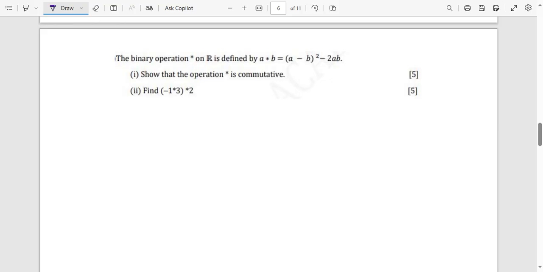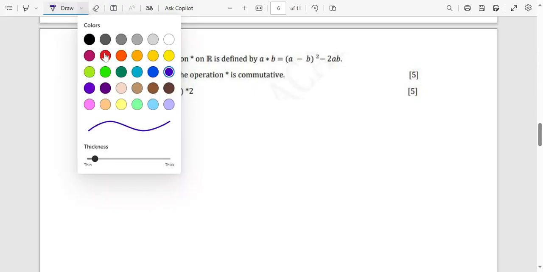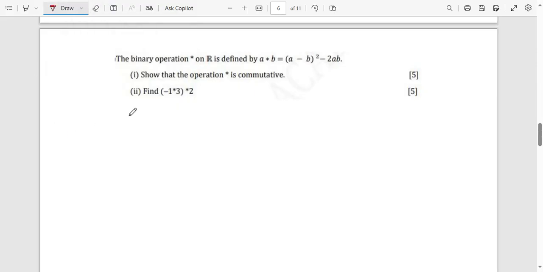The binary operation star on a set R, where R is the set of real numbers, is defined by A star B equals (A minus B) squared minus 2AB. Show that the binary operation star is commutative. So if you want to show that a binary operation is commutative, what you want to show is that A star B is equal to B star A. All right? Yes, please.